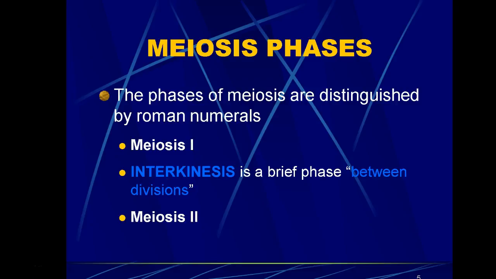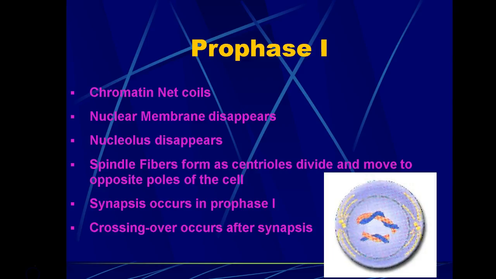So let's look at the meiosis phases. We're going to have meiosis number 1, which has prophase 1, metaphase 1, anaphase 1, telophase 1, followed by a brief phase in between called interkinesis, and then meiosis number 2, which will have prophase 2, metaphase 2, anaphase 2, and telophase 2.